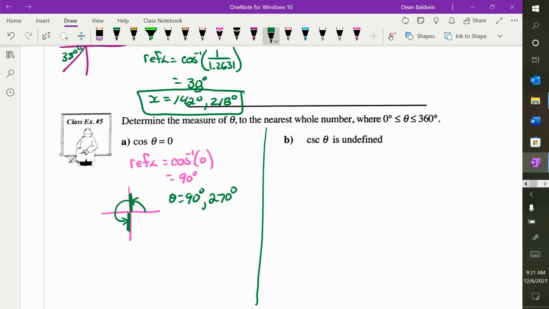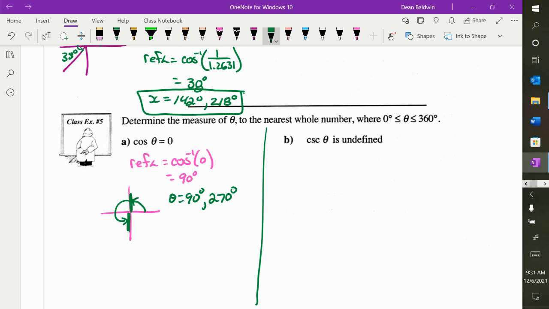Is that the same for tan? It makes more sense when we see the graphs later on, but for right now, you just have to trust me. So you won't trust me.